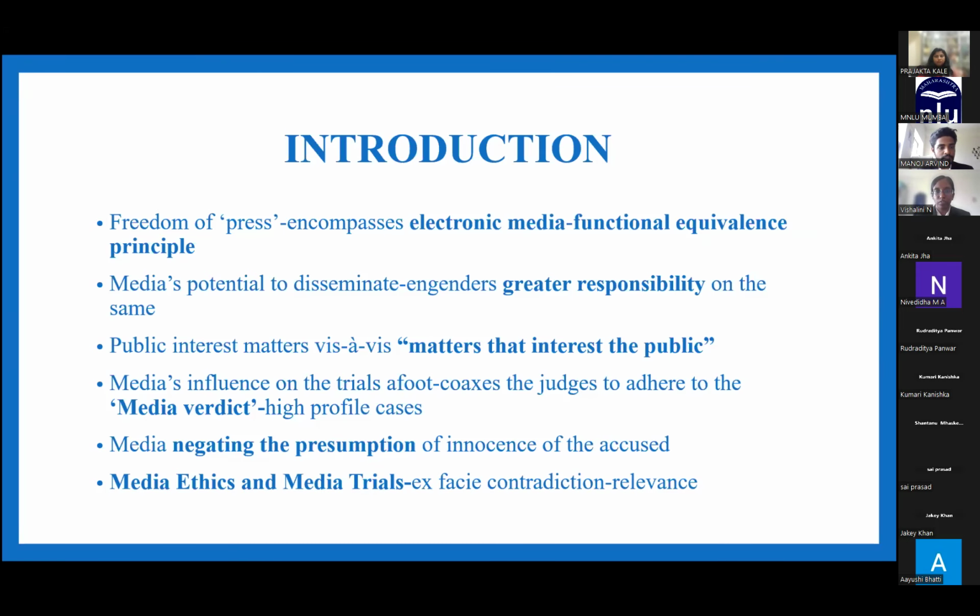So we have to know the tremendous difference between the public interest matters and the matters that actually interest the public. And this distinction has been grossly overlooked and exploited to the core by the media. Not all, but some media. So the freedom of press is very well subsumed under Article 19(1)(a) of the Constitution. And unlike the US Constitution, we do not have a separate provision which deals with the freedom of press per se. So this freedom flows from the right to freedom of speech under Article 19(1)(a).